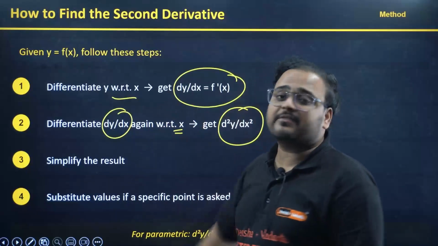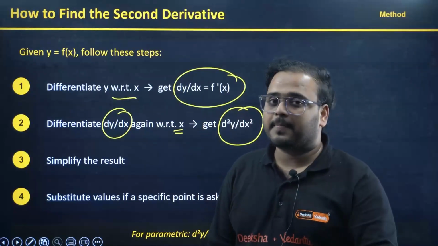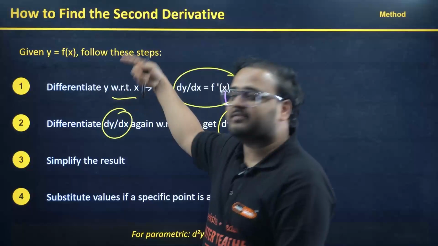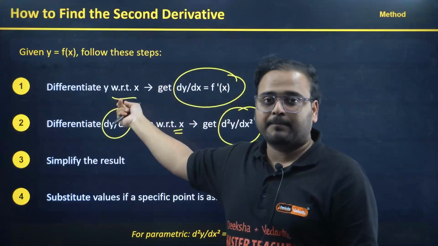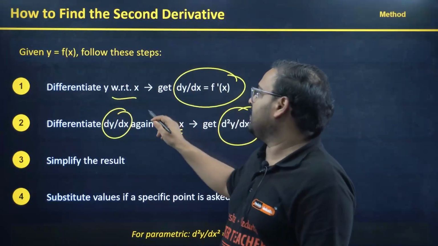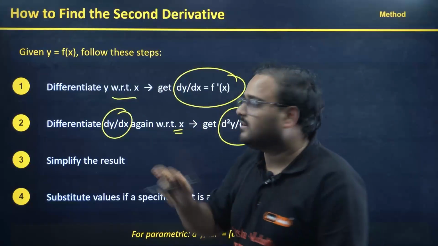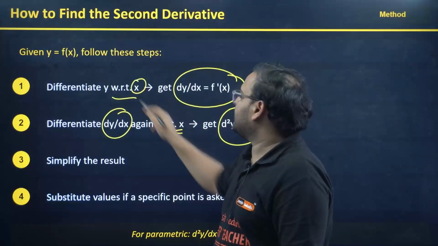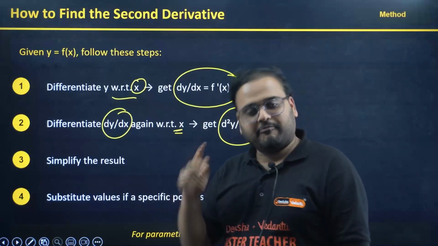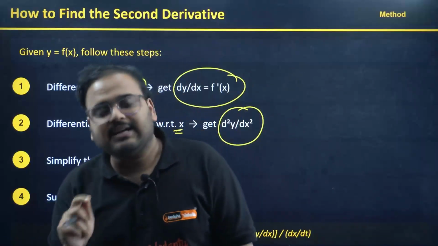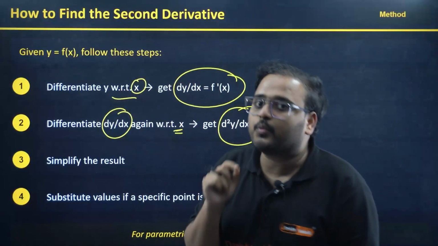What happens, sir, if we have a question in parametric form? Then we'll find dy by dx also in the form of the parameter, right? But we cannot change the variable. If I'm looking to find d square y upon dx square, which is the second derivative, I have to always keep this same, x and x. First derivative in the variable x, second derivative also in the variable x only.